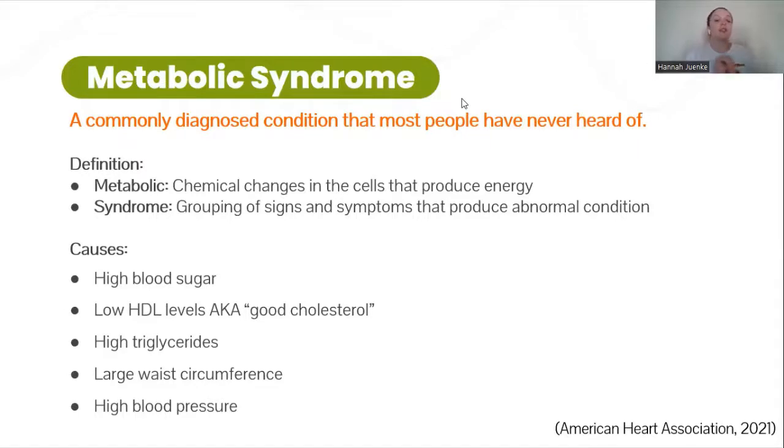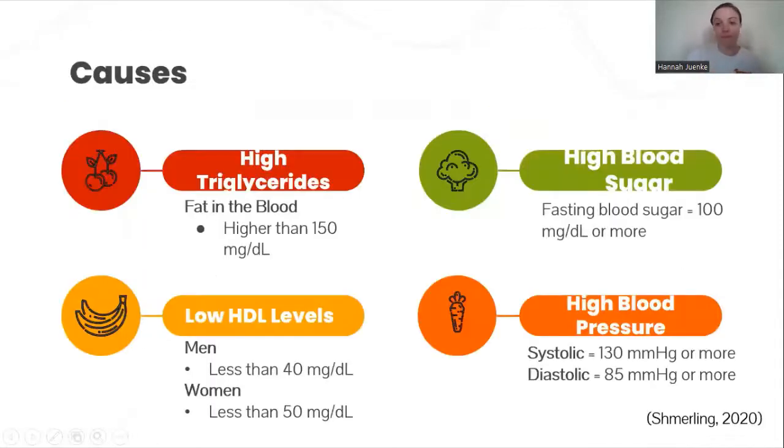All right, so what are some causes of metabolic syndrome? Well, there's 5 different ones that we look at. One being high blood sugar, low HDL cholesterol, AKA our good cholesterol, high triglycerides, large waist circumference, or if we hold fat in our abdomen, and then high blood pressure. These are 5 things we look at. And to be diagnosed with metabolic syndrome, we have to have 3 out of those 5, okay?